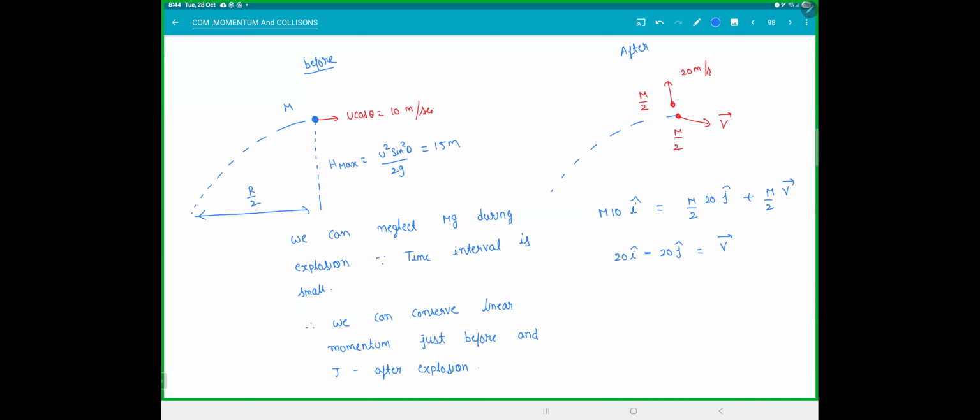Got your mistake? What did you do? Time of flight messed up? You guys took root 2h by g. Yes, the center of mass will follow the projectile path, so for that, yes, that is the reason I gave you this. That was not it. That is and this is different.